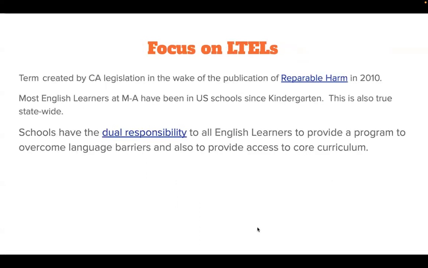We talked about where the idea of ELs comes from. So where does the idea of LTELs come from? It was again created by California legislation after the publication of a report called Reparable Harm in 2010, which basically said we've had ELs in California now for almost 40 years, and we're seeing this phenomenon of some kids never getting out. So what can be done? What do the kids need? Are there ways to mitigate that right from the start? Are there ways to mitigate that once it's happened? And what do we need to do?